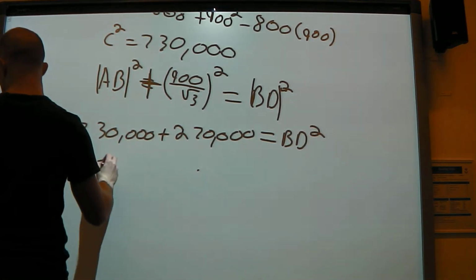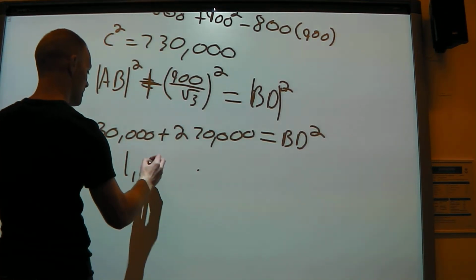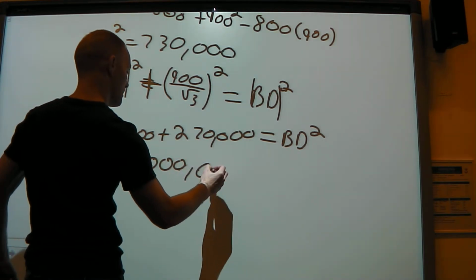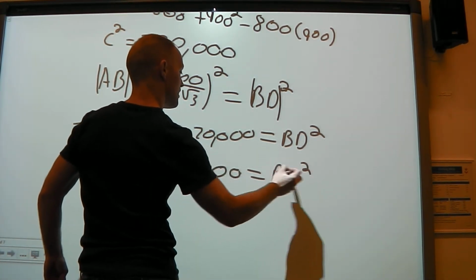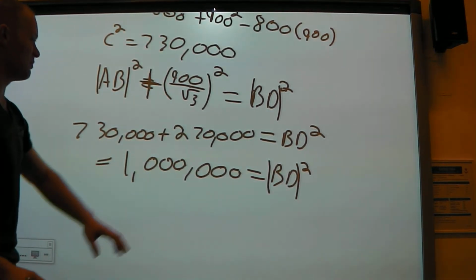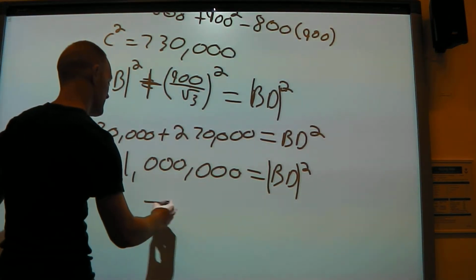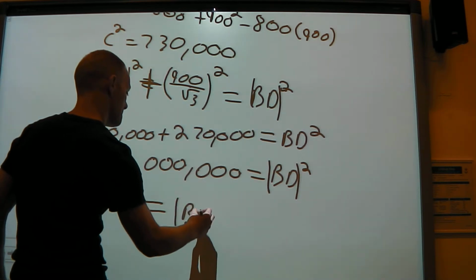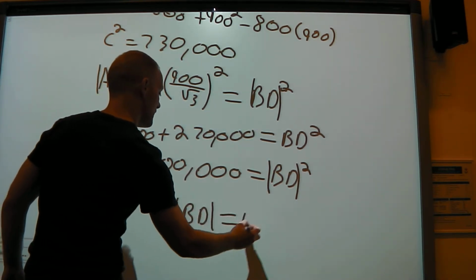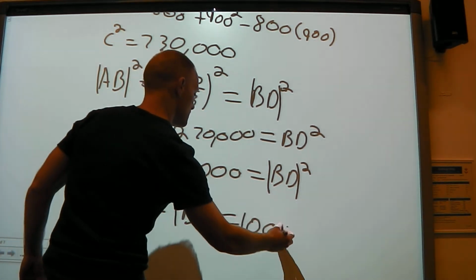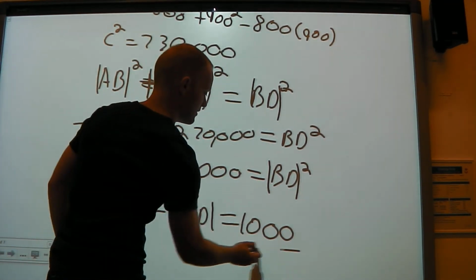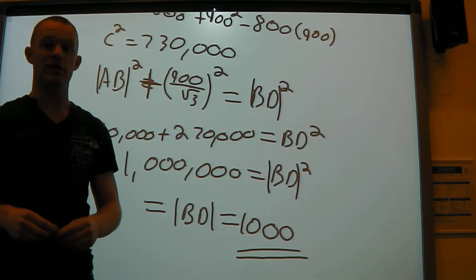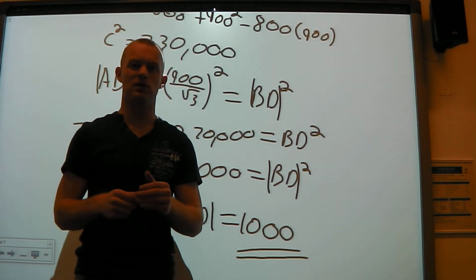Added together, that is equal to 1 million, which is equal to BD squared. So then we just square root both sides, and that's 1,000. That implies that length BD is equal to 1,000 units in length. I'm not sure if we're working in meters or not, but it's equal to 1,000. That's the solution to that part. It's really straightforward. All you have to do is remember the cosine rule.